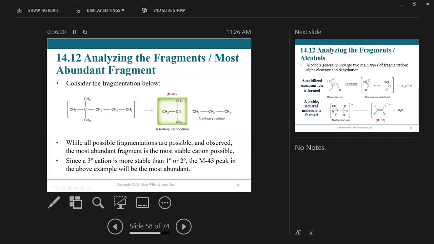It says consider this fragment below. We have a tertiary carbocation and a primary radical. So while all possible fragments are possible and observed, the most abundant fragment is the most stable cation possible. So this would be the most stable one possible.